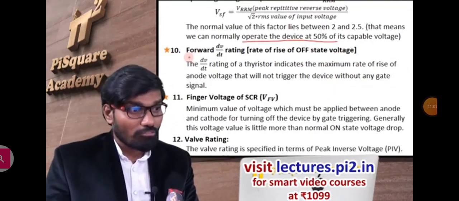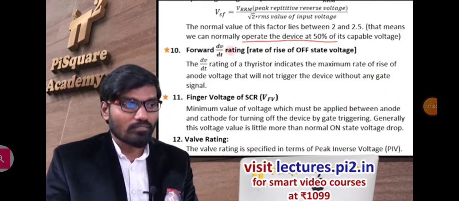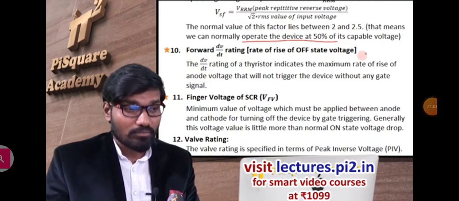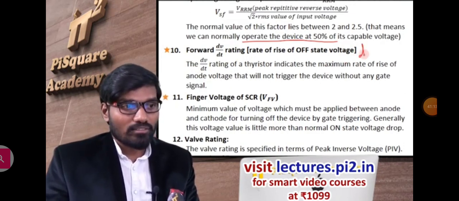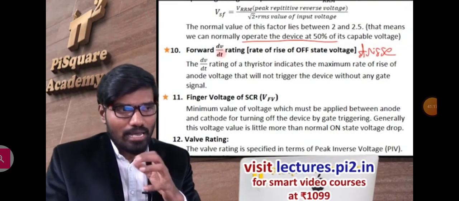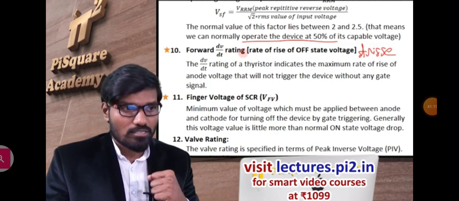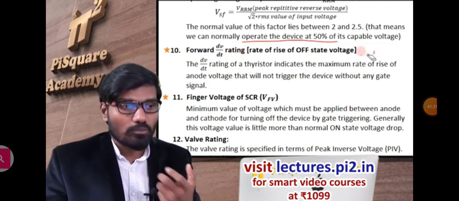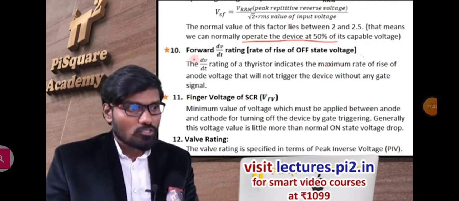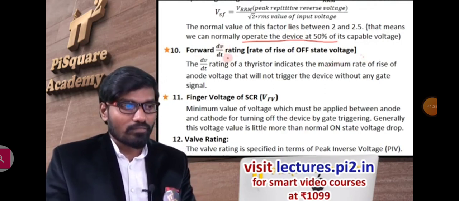Next, the forward dV by dt rating. I think you will understand this better during triggering methods. dV by dt will not damage the device, but it will trigger the device. That's a malfunction, an unnecessary triggering. So this is the dV by dt rating.